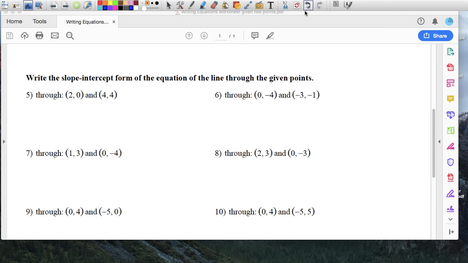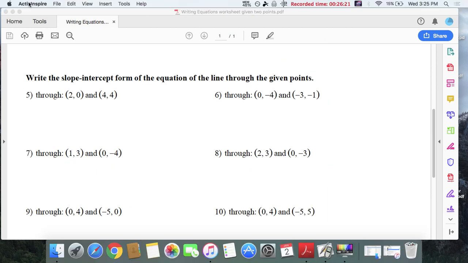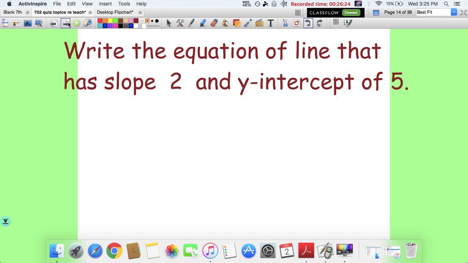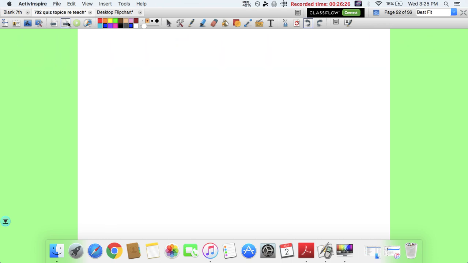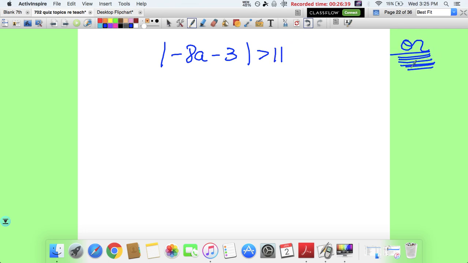And I believe there was something else. Yes, the absolute value. Your favorite. Okay, so absolute value, and you had questions 1 and 2. First one, the absolute value of negative 8a minus 3 is greater than 11. So this is an or.